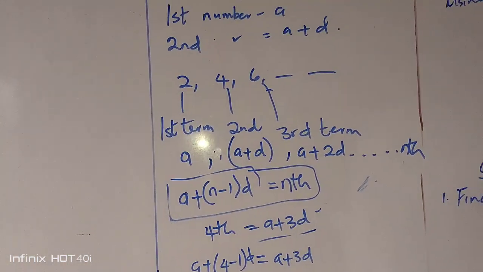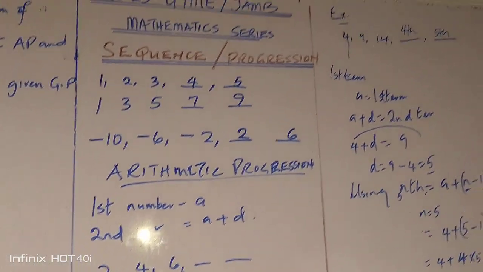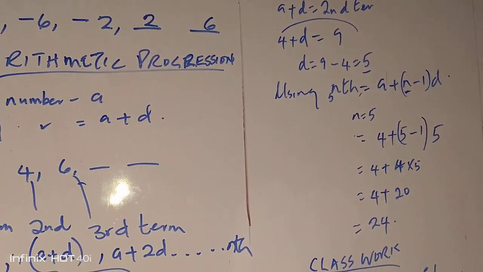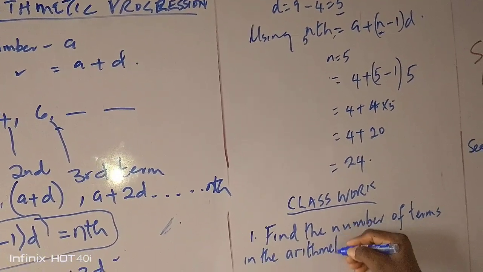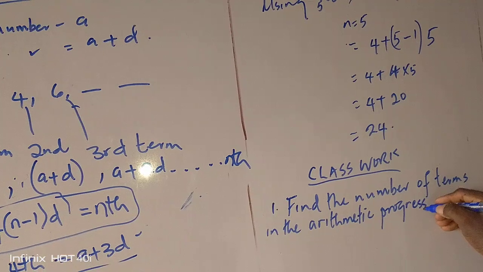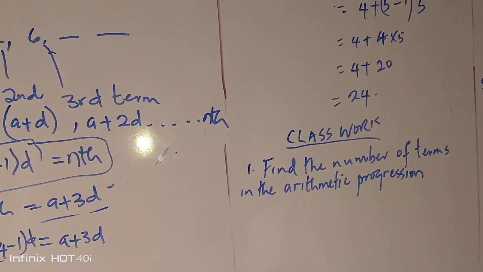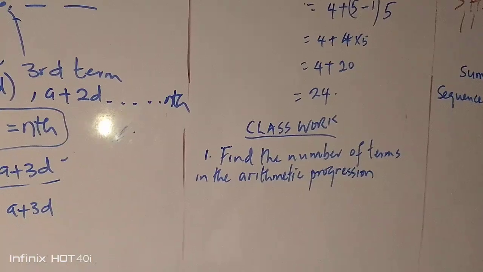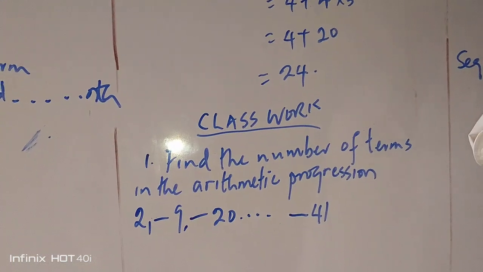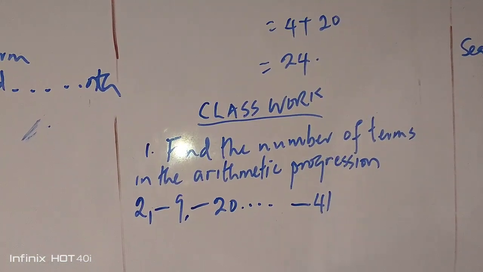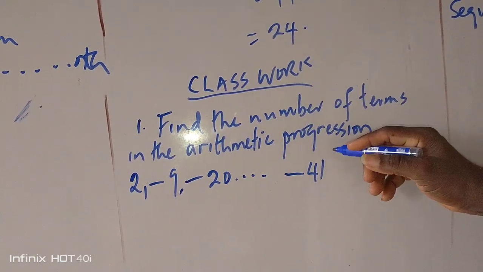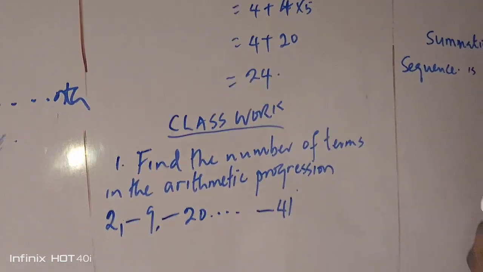Question 1: Find the number of terms in the arithmetic progression. 2 is the first term, minus 9 is the second term, minus 20 is the third term, and the last term is 41. So they say find the number of terms.